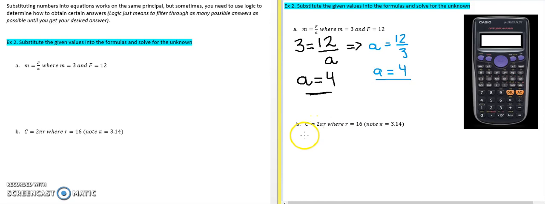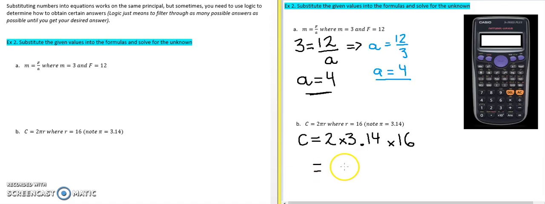So C is the actual variable we're trying to find out, because we can see along here, no pun intended, there is no C equaling to something. So C equals 2 times pi, which is 3.14, times radius, or r, in this case it's just 16. Okay, so we've got this formula now: 2 times 3.14, which is pi, times 16.